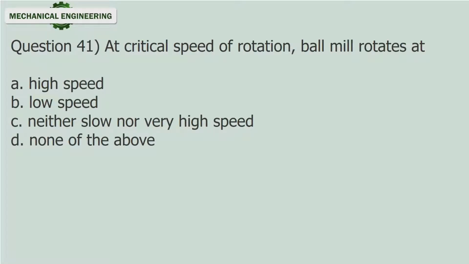Question 41. At critical speed of rotation, ball mill rotates at A. High speed, B. Low speed, C. Neither slow nor very high speed, D. None of the above.